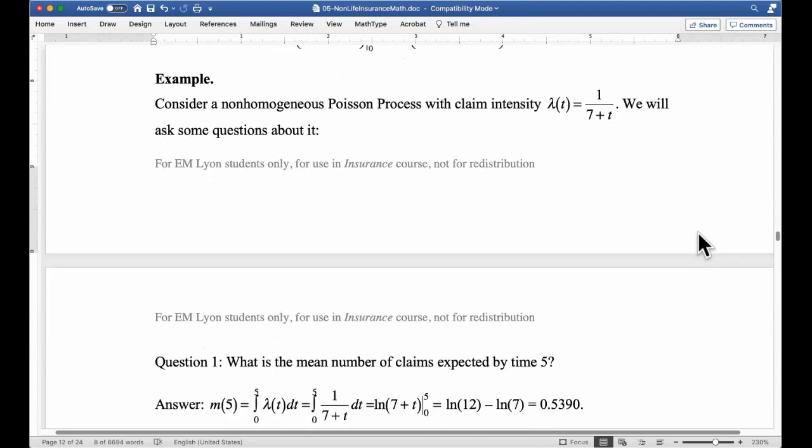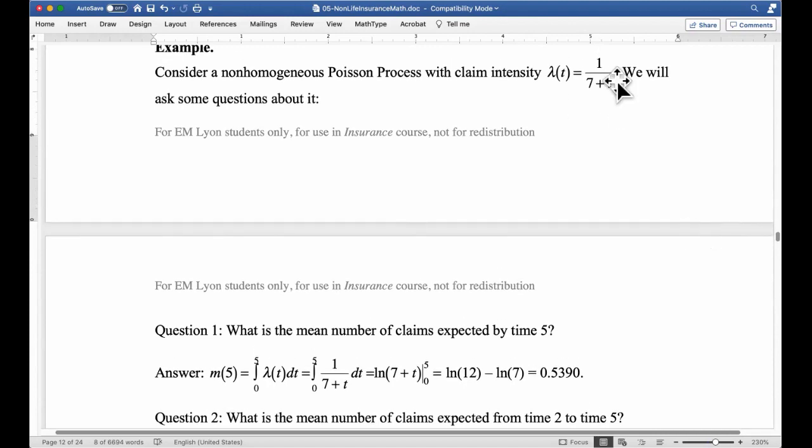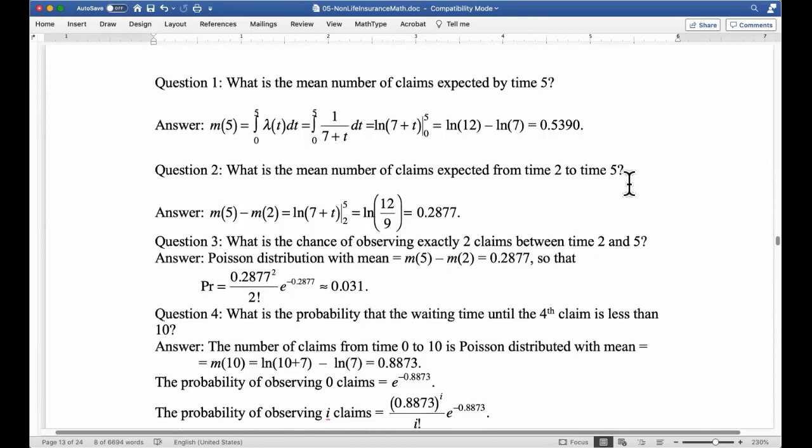Now, in this next example, consider a non-homogeneous Poisson process with claim intensity lambda of t equal to 1 over 7 plus t. We will ask some questions about it. What is the mean number of claims expected by time 5? So remember, lambda of t is 1 over 7 plus t. So m of 5 is the integral from 0 to 5 of lambda of t, so the integral from 0 to 5 of 1 over 7 plus t dt. The integral of that is the natural logarithm of 7 plus t. We need to evaluate it from 0 to 5. That's the natural logarithm of 12 minus the natural logarithm of 7, and it's approximately 0.5390.